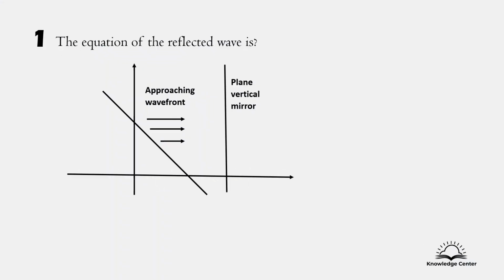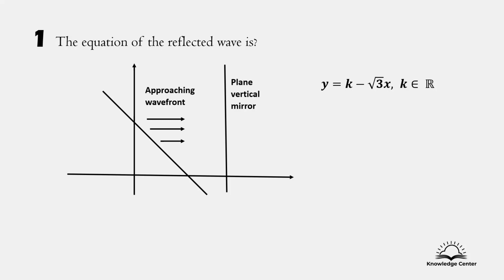So we jump right off with question 1, where we have this wavefront of light approaching a plane vertical mirror. For ease of understanding, we're going to make use of black lines to represent the approaching wavefront and green lines to represent the reflected wavefront. Now, our approaching wavefront has been defined by the equation y equals k minus root 3x, and this is just the equation of a straight line in the xy coordinate system with gradient negative root 3 and y-intercept k.